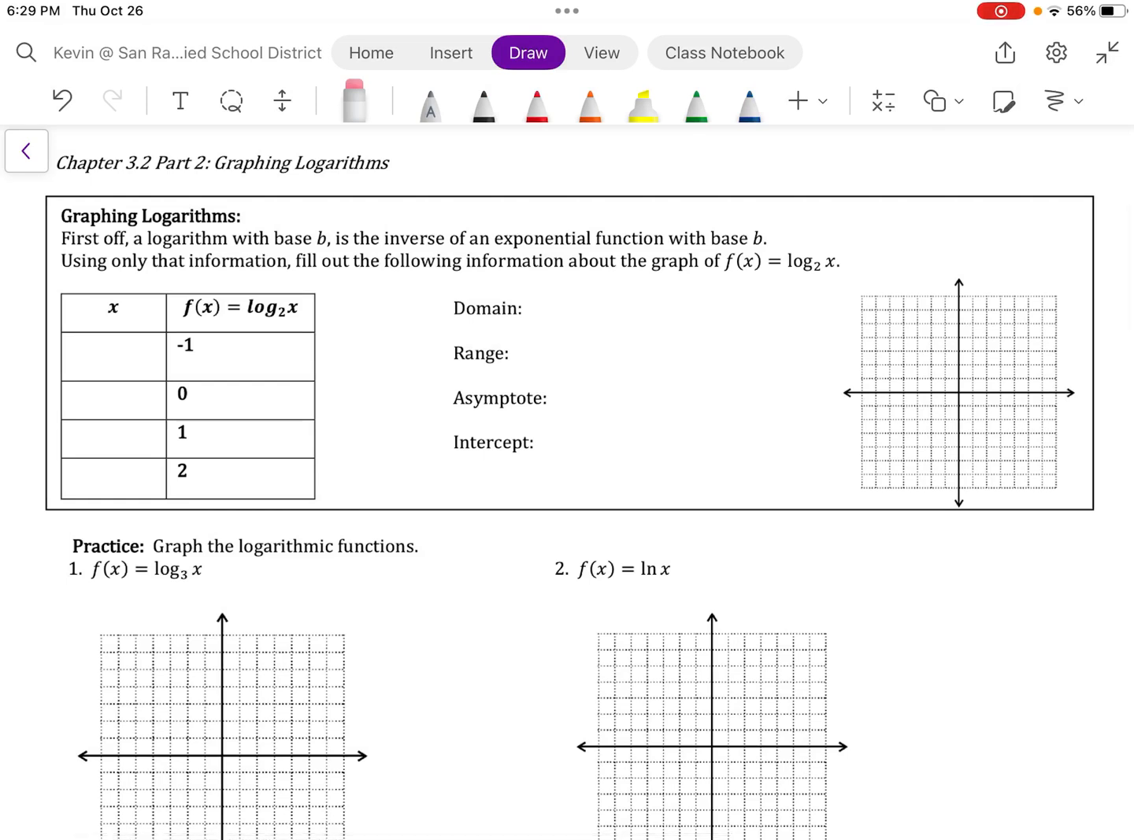Okay, here's the video for chapter 3.2 part 2, or 3.2 part B, graphing logarithms, and trying to get that whole work-life balance in order.